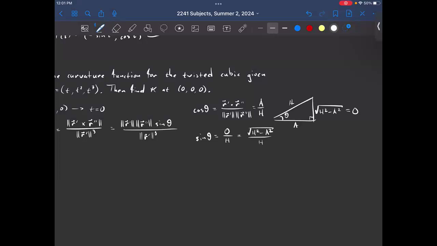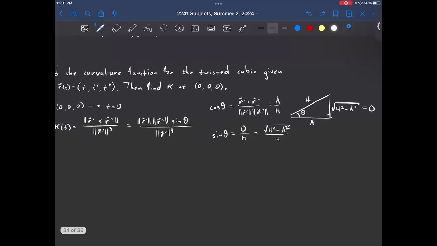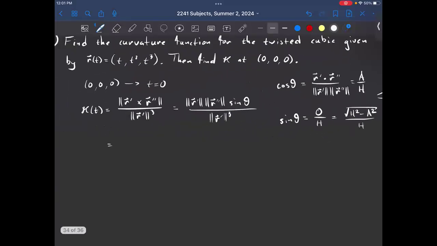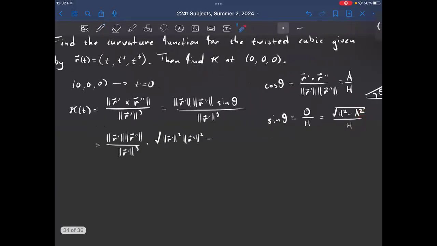All right. H was the product of those two norms. And so we can simplify this formula a little bit to norm r prime, r double prime, divide by norm r prime cubed times square root. Now H is the product of the norms. So we have r prime squared, r double prime squared, minus A, which was the dot product, squared. We have r prime dot r double prime squared, and then divide by the product of the norms.